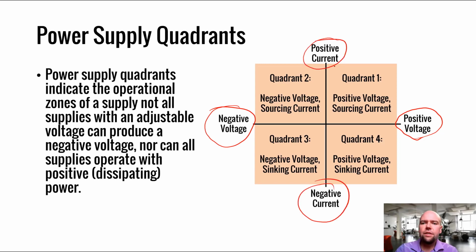So quadrant 1 is probably the most common quadrant you see. This is where a supply is producing a positive voltage, and it also has current flowing out of the positive terminal of the supply. So it is delivering power to your circuit. It's delivering power with a positive voltage relative to its terminals. So this is the standard. This is like what a typical 5-volt supply connected to a resistor would be.